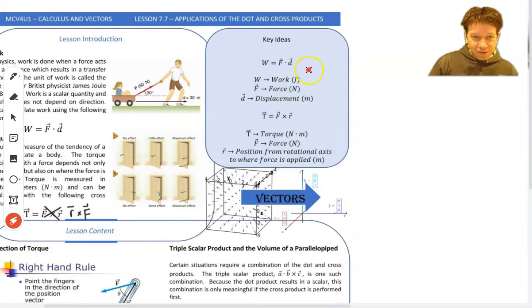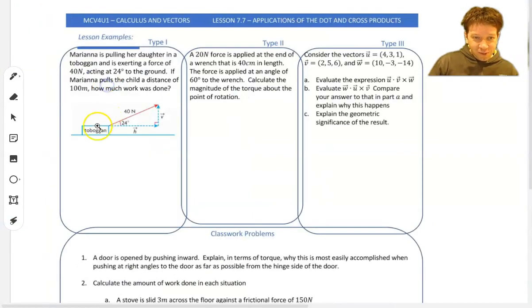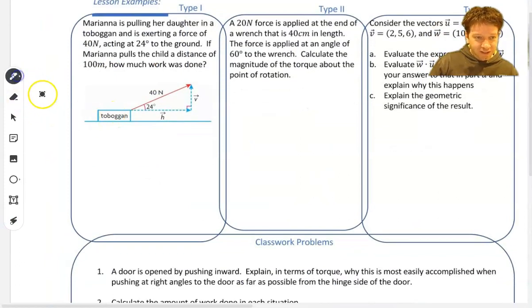All right, so let's go over some of our examples then. Our first one is work. So in work, here we have Mariana pulling her daughter in a toboggan and exerting a force of 40 newtons right here, acting at 20 degrees to the ground or to the horizontal. If Mariana pulls the child a distance of 100 meters, how much work is done? Well, let's remember that work is the dot product of force and displacement.